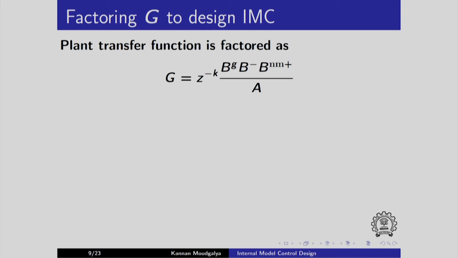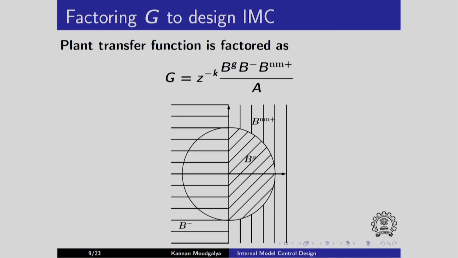The plant transfer function is factored as given here. Here is the drawing of it. Here is Bg, this is inside the unit circle with positive real part. B_nm plus is outside the unit circle with positive real part, and B minus has negative real part. Whether it is inside the unit circle or outside the unit circle does not matter.